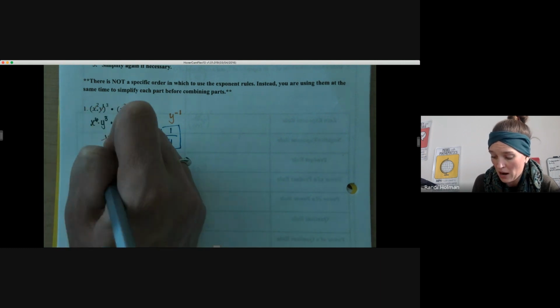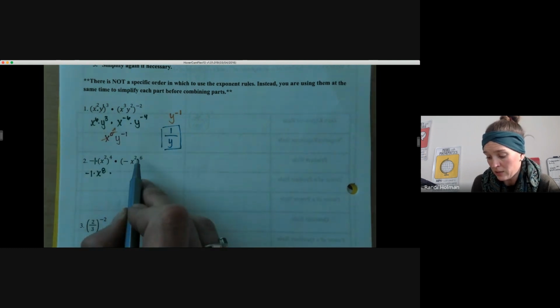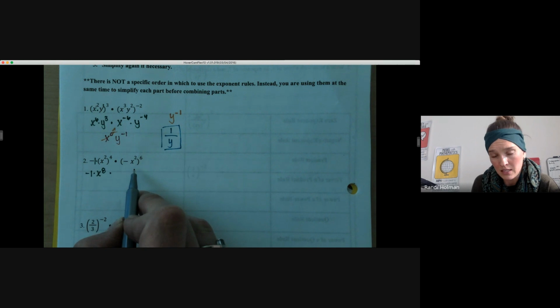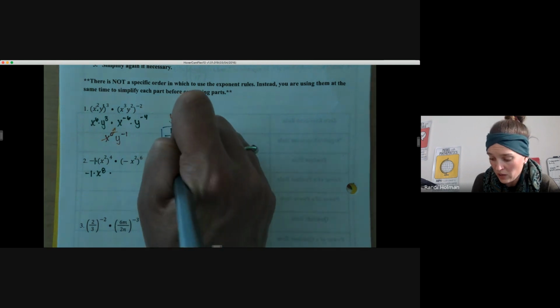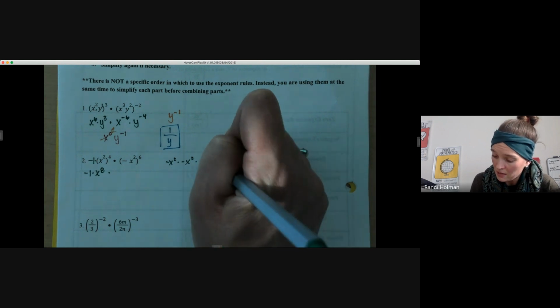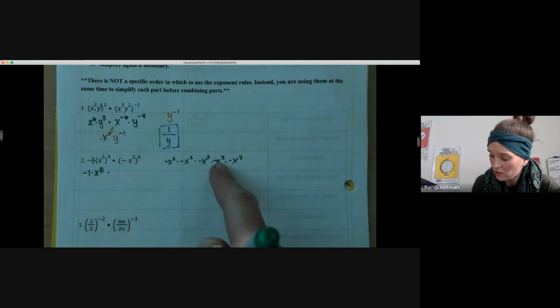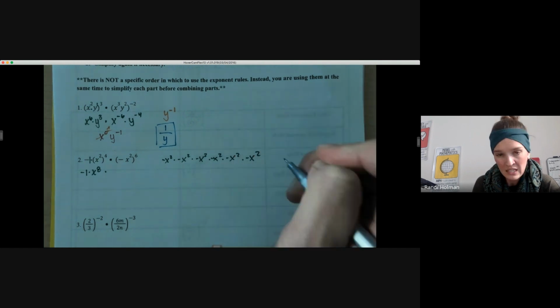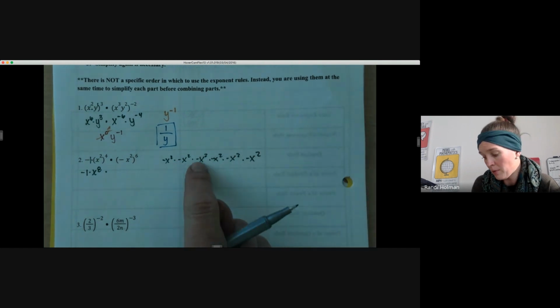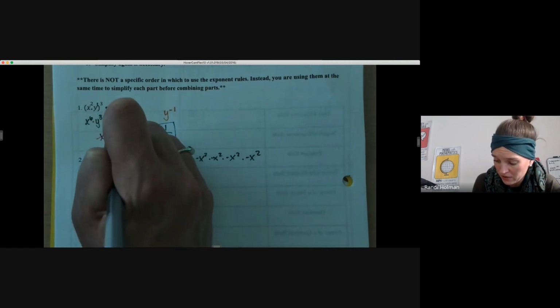using my power to a power, 2 times 4, times negative x squared to the 6th. This negative is coming with me, so this means I have negative x squared times itself 6 times: 1, 2, 3, 4, 5, one more. So I have a negative, positive, negative, positive, negative, positive. So it's going to be positive x to the 12th.